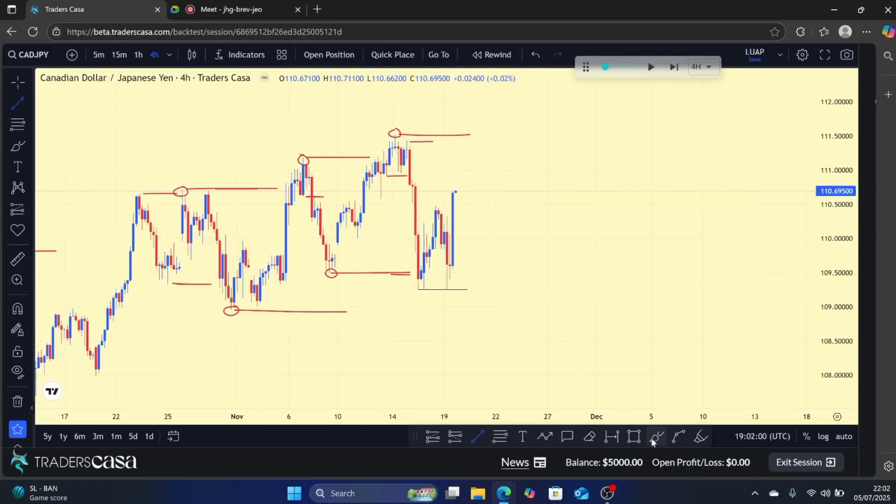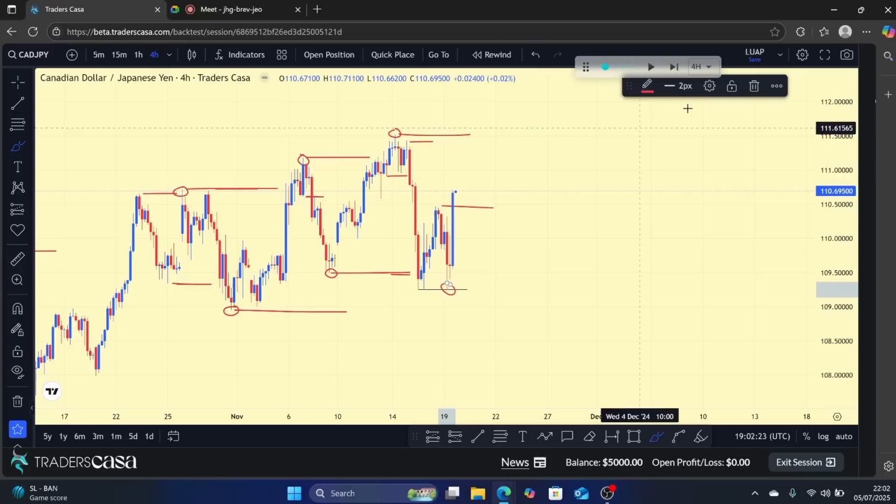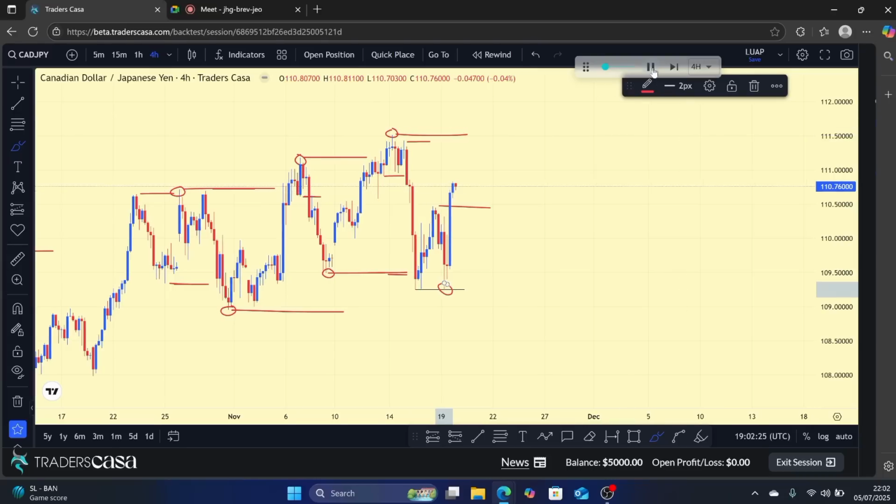Right, let me use the pen that I was actually using. All right, so exactly right there, that's the major inducement, and I will need a closure past this, because now this is a confirmed swing point, because price has broke past there or has taken out the major inducement. All right, so let me continue running price.